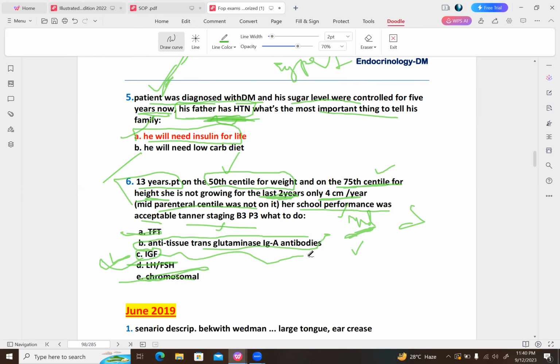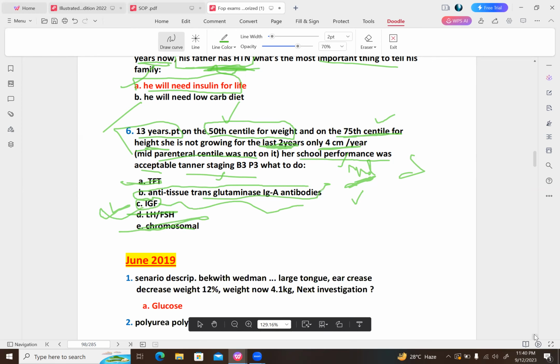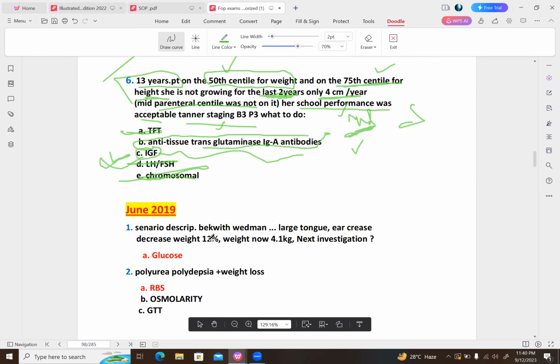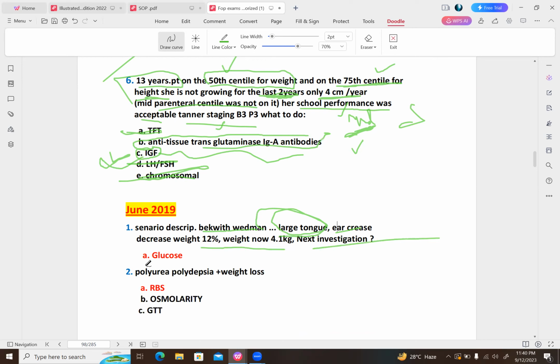Okay, there is a syndrome called Beckwith-Wiedemann syndrome. Remember large tongue and hypoglycemia. Remember these two things. They have the ear crease and they have decreased weight, 12%, weight is now 4.1. So you do the blood glucose because they are more prone to hypoglycemia.